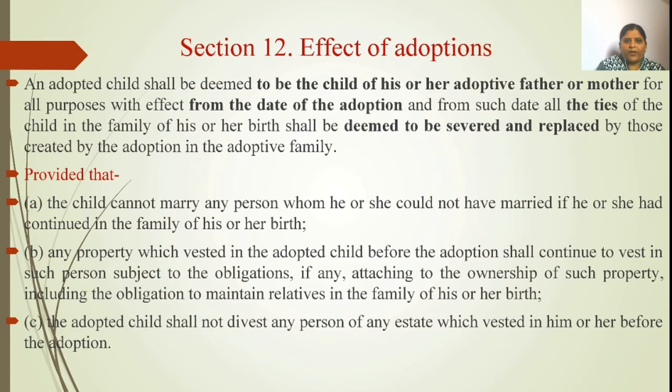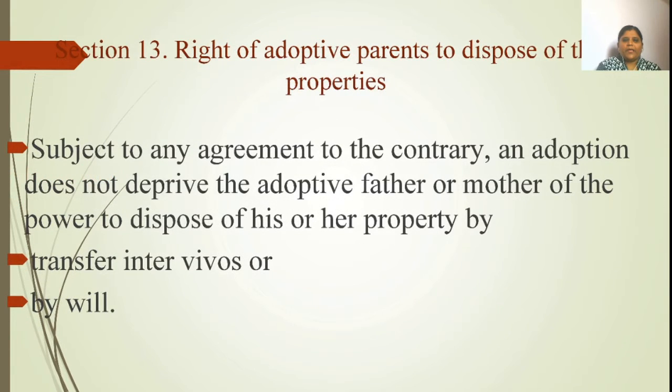B. Any property which was vested in an adopted child before the adoption shall continue to vest in such person, subject to the obligations, if any, attaching to the ownership of such property, including the obligation to maintain relatives in the family of his or her birth. C. The adopted child shall not divest any person of any estate which was vested in him or her before the adoption. So, section 13 we will move on.